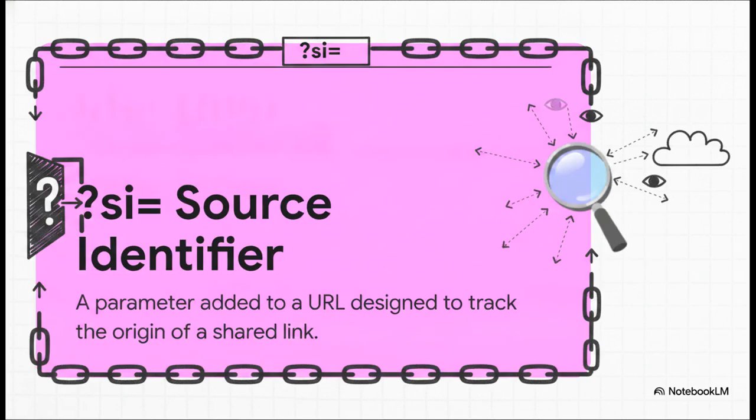Well, that SI actually stands for Source Identifier. It's a parameter designed specifically to track the origin of a shared link. Think of that question mark as a doorway. Everything before the doorway is all about getting you to the content, but everything after the doorway, that is entirely about the platform getting information about you. It acts as a silent tracker, mapping exactly how that content moves across the web.